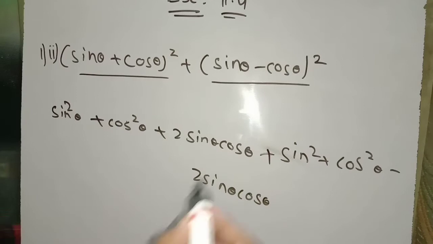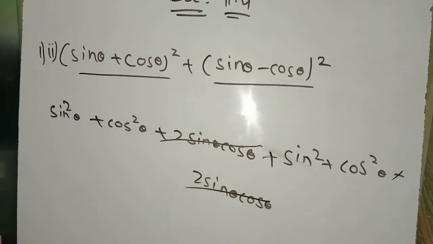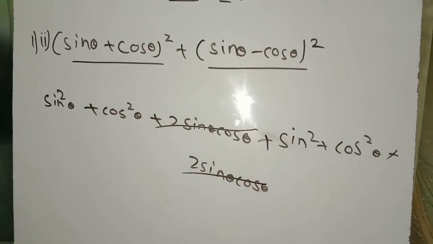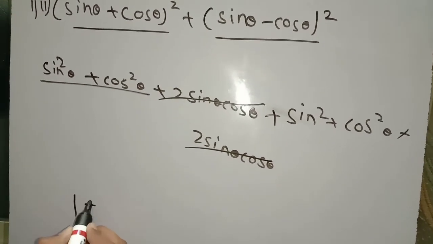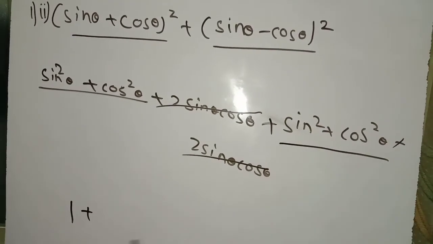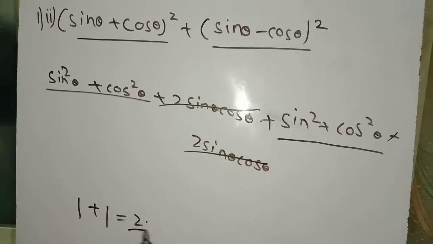So here it is plus 2 sin theta cos theta, and here it is minus 2 sin theta cos theta. The two are going to get cancelled. So sin square theta plus cos square theta is equal to 1, plus sin square theta plus cos square theta is equal to 1. So the sum is solved. So the answer is 2.